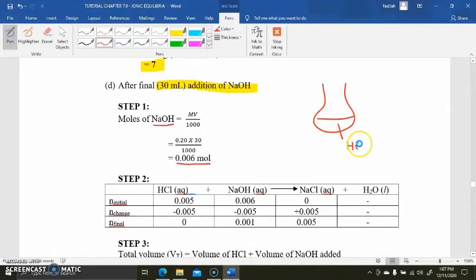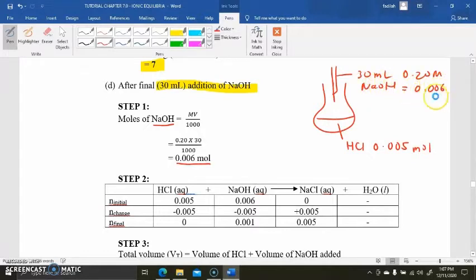So, dalam ni ada HCl. Okay, di mana HCl number of mole dia maintain 0.005 mole. Okay, sekarang ni, awak masukkan 30 ml 0.20 molar NaOH, which is ini adalah bersamaan dengan 0.006 mole NaOH. Okay, so kita nak tengok, akan berlaku proses neutralization. HCl aqueous plus NaOH aqueous produce NaCl.